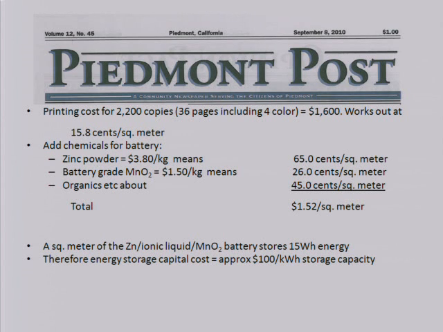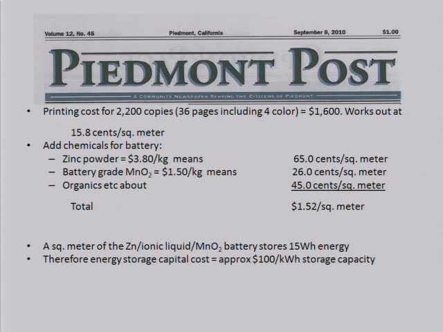Piedmont Post is a local paper, and they were kind enough to tell me how much it costs them to print. This is a small run, of course, only 2,200 copies of a paper which has 36 pages, including 4 that are color, and their printing cost is only $1,600. What does that work out at? Well, that's 15.8 cents a square meter.